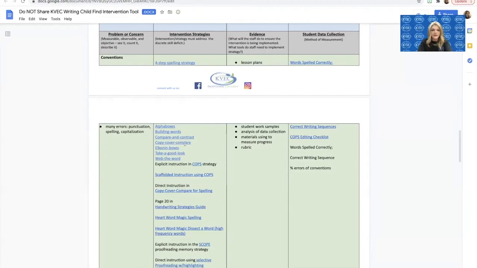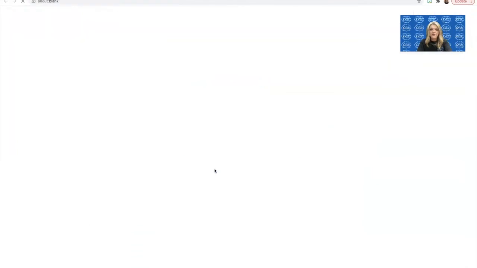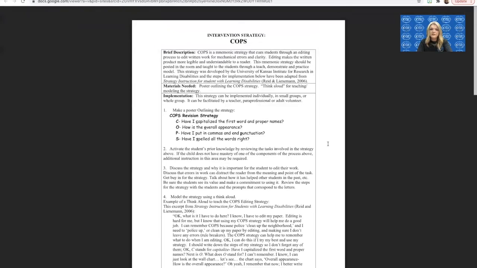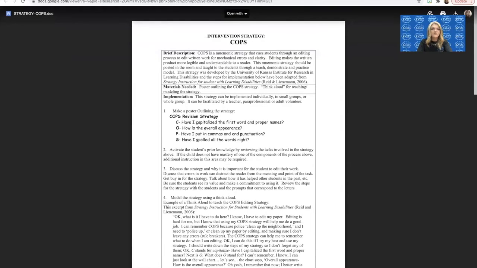For example, after we looked at the building words, let's look at one more, explicit instruction in the COPS strategy. So let's click on that one. And this gives you a description of what the COPS strategy is. It stands for capitalization, organization, punctuation, and spelling. It gives you directions on how to implement that strategy for your students.